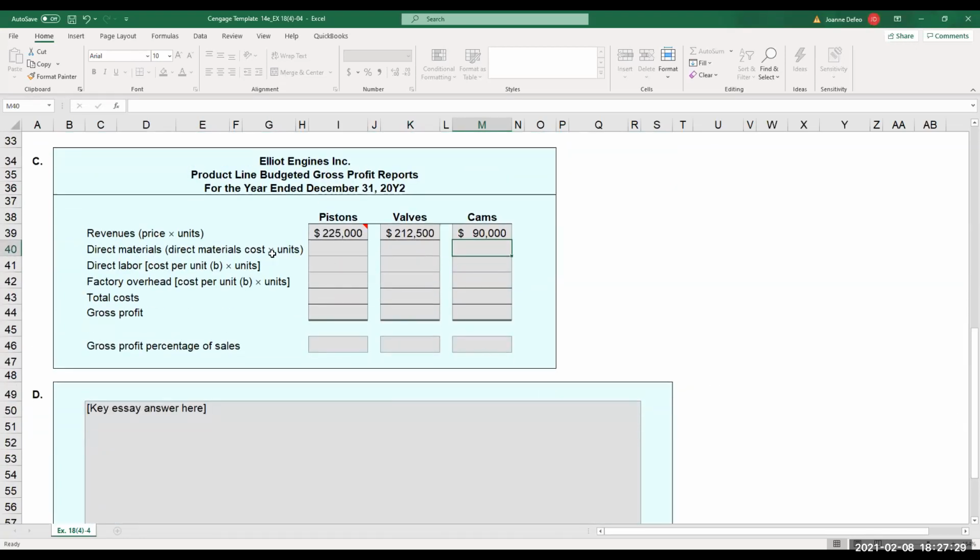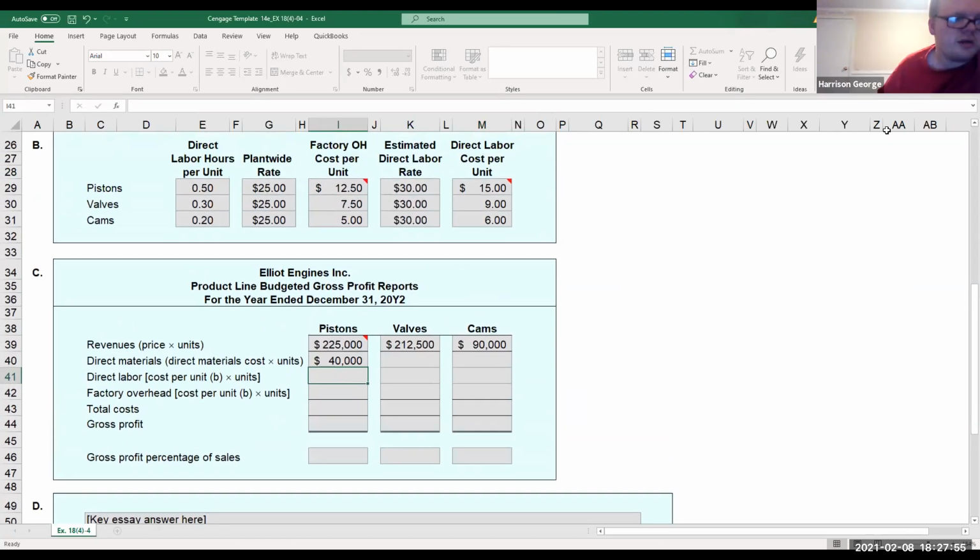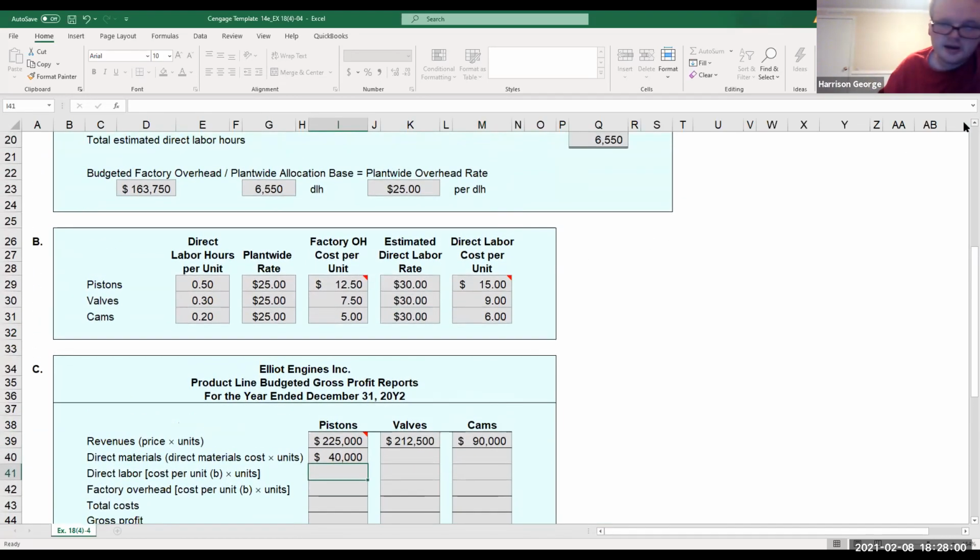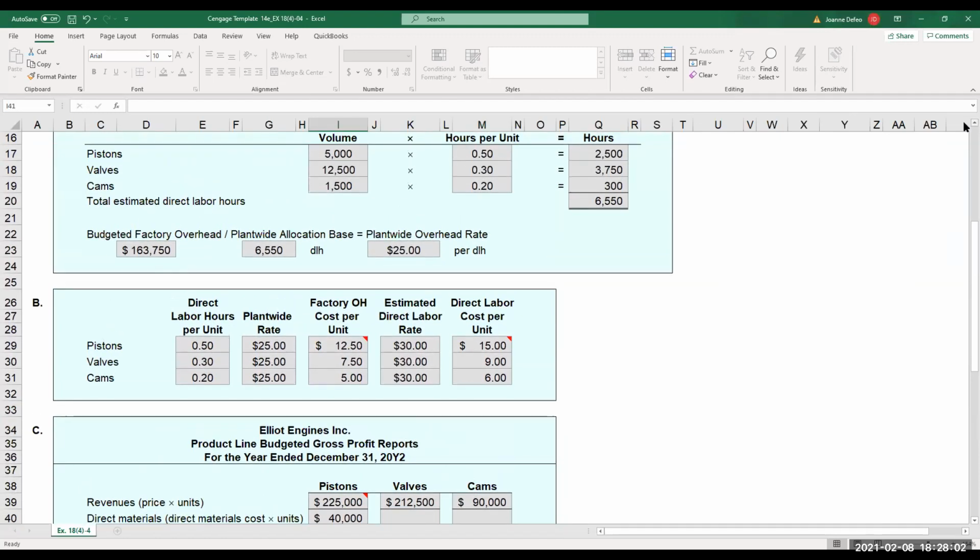Then we have direct materials. Let's see, cost per unit. Direct materials cost times the units. All right, so let's see. So we have equal 5,000 times 8. So let's see where we got the 8. Let's just go up here because everything we have is on this. Oh, direct materials per unit. I think that's what it means. Yeah, well, I'm just looking for the 8. I'm trying to see where we have the $8.